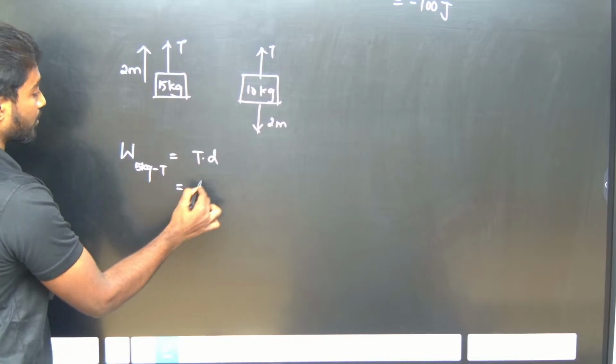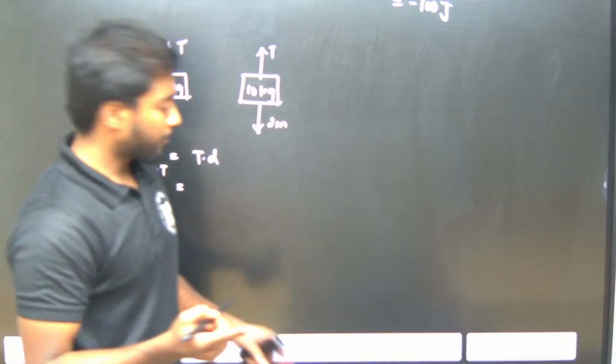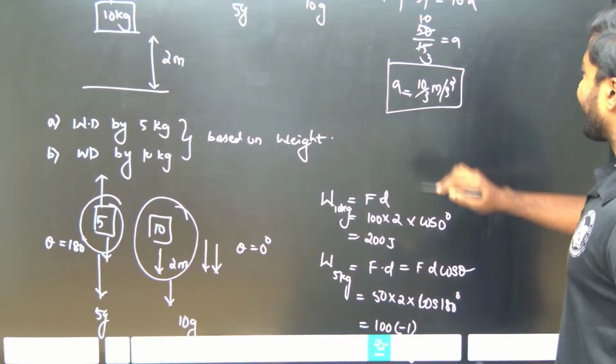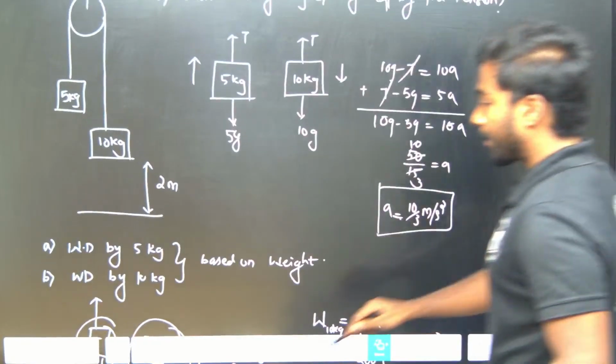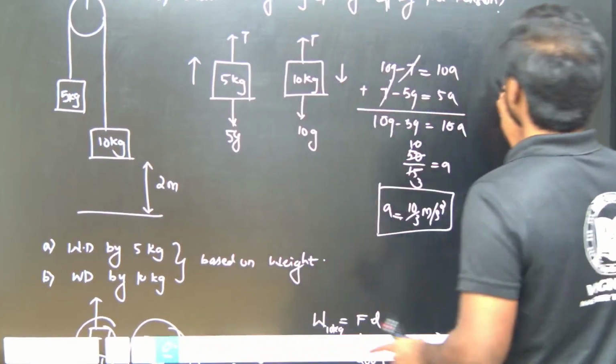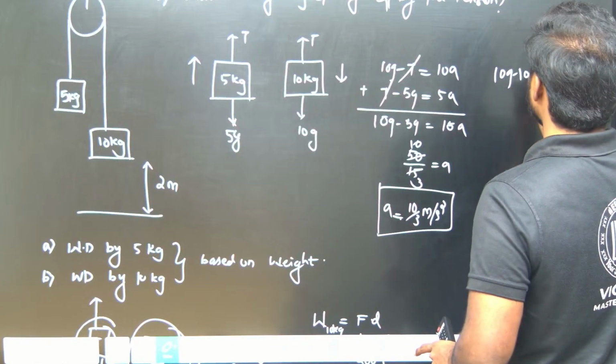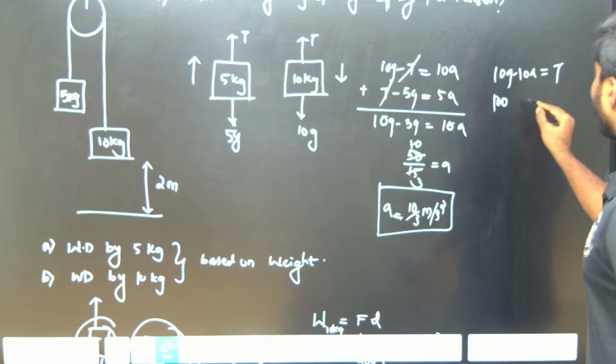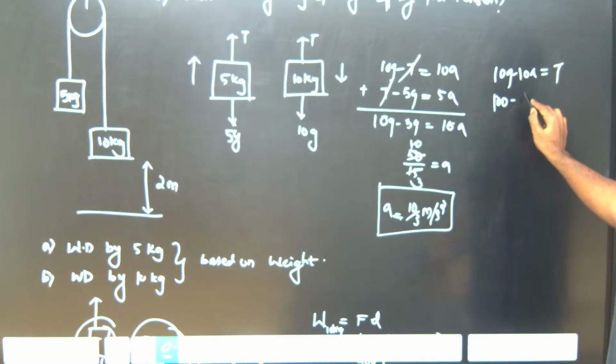which is equals to how much T we got? Yes, so acceleration we got right now, we didn't find the T. So what will be the T value? So 10g minus 10a will be equals to T. So 100 minus how much this is?